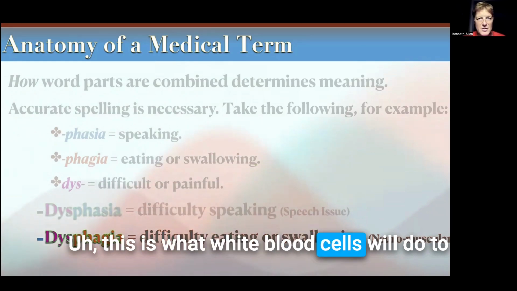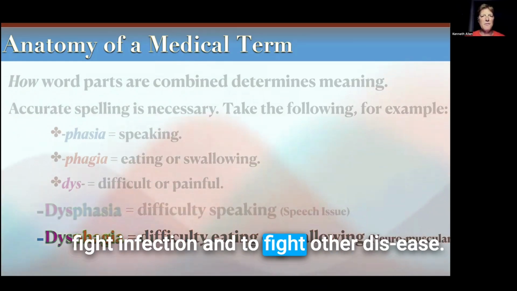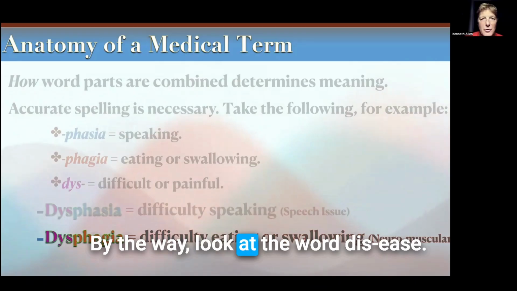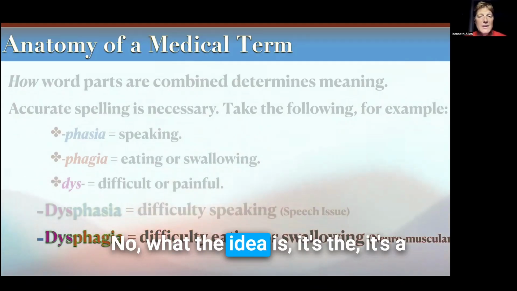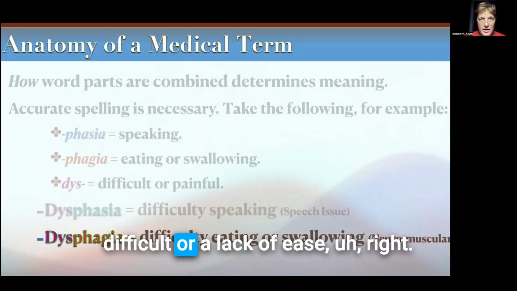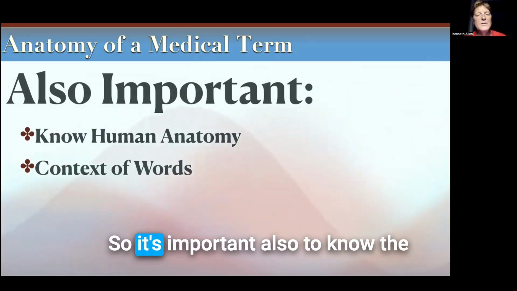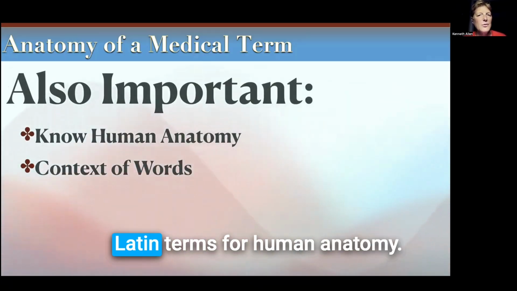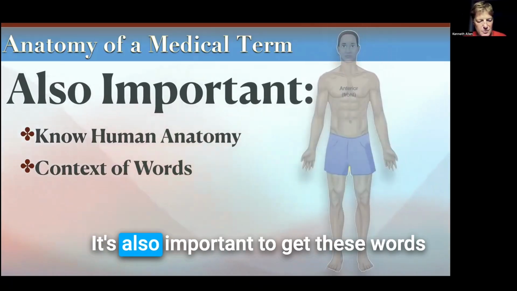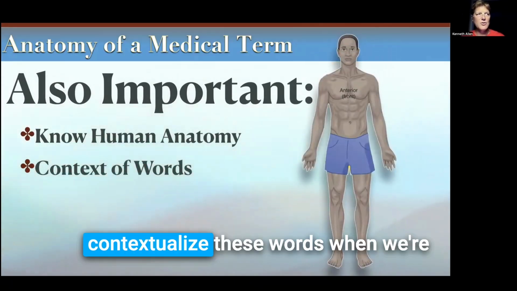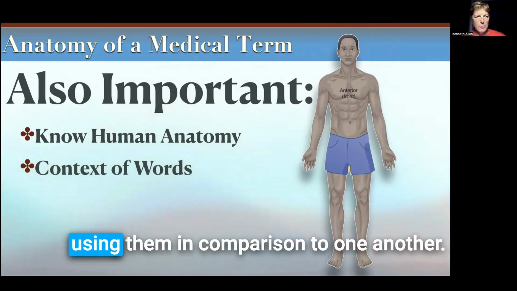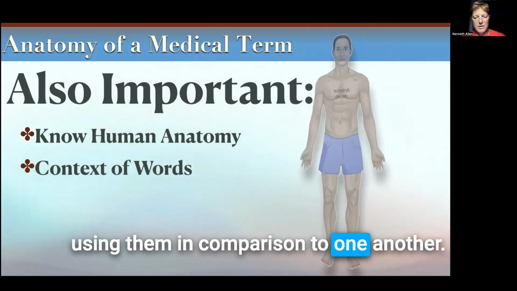This is what white blood cells will do to fight infection and to fight other dis-ease. By the way, look at the word dis-ease. There you go. You dis and ease. No, what the idea is, it's a difficulty or a lack of ease. All right. So it's important also to know the Latin terms for human anatomy. It's also important to get these words together and understand how we can contextualize these words when we're using them in comparison to one another.